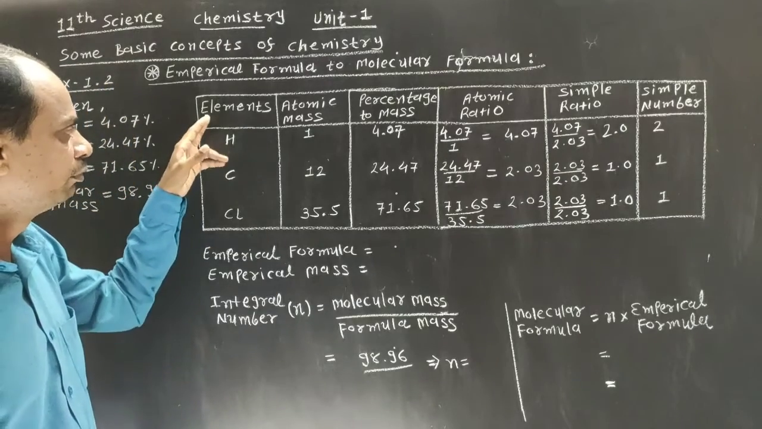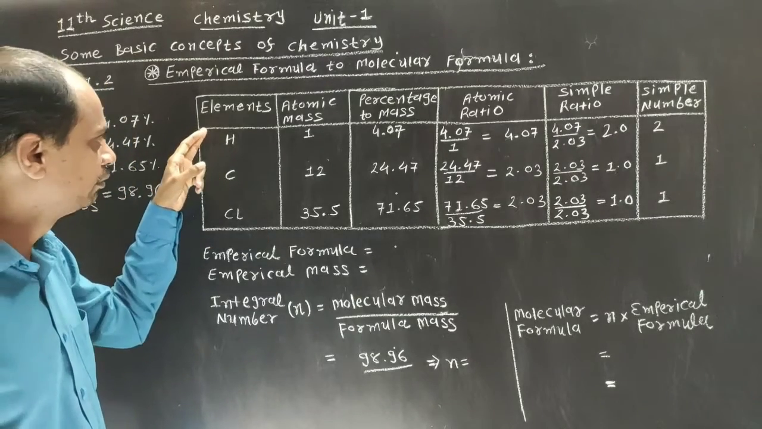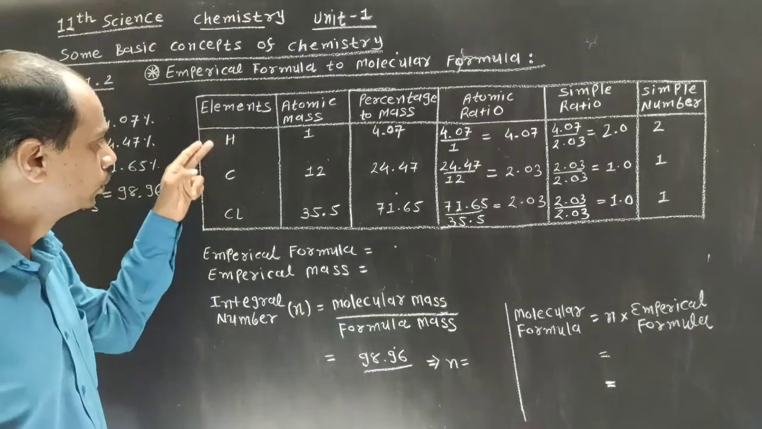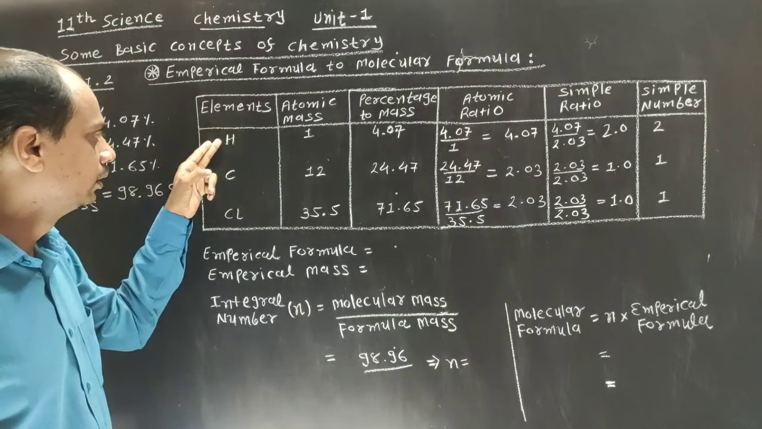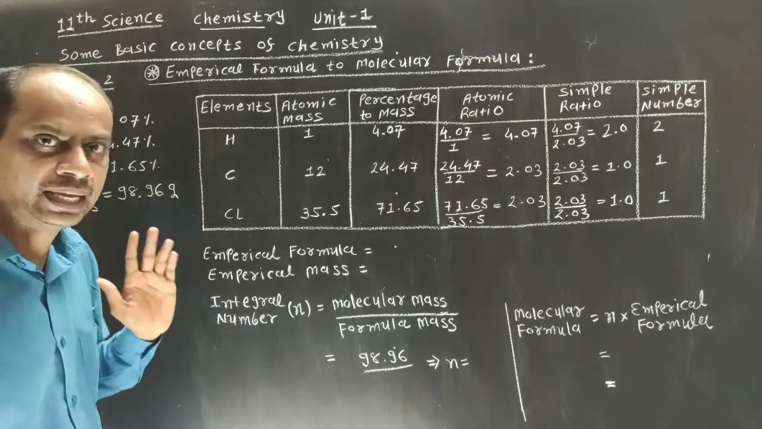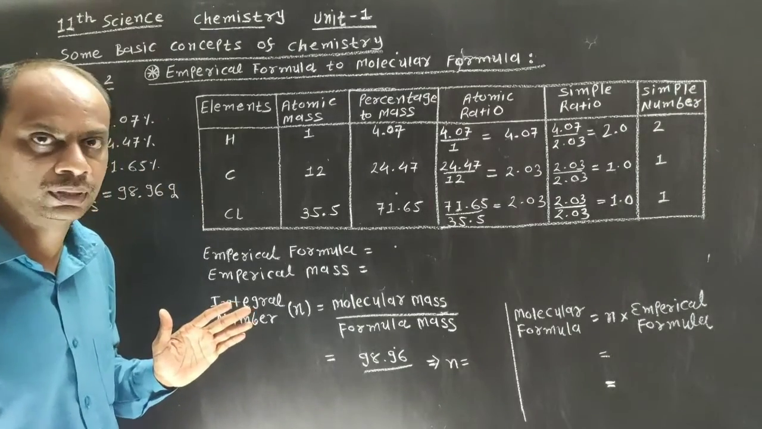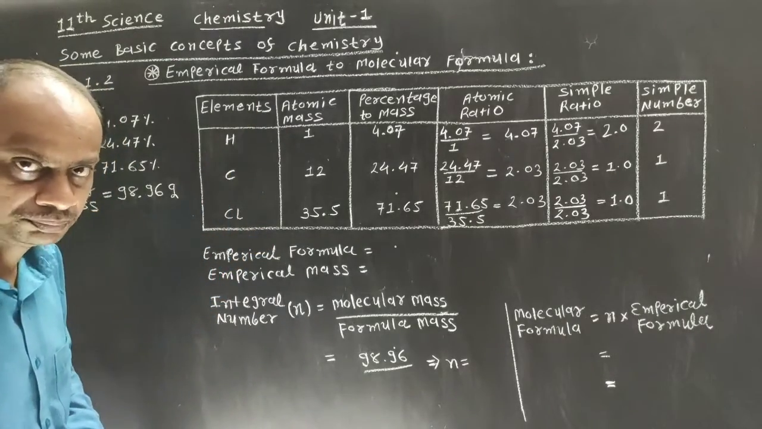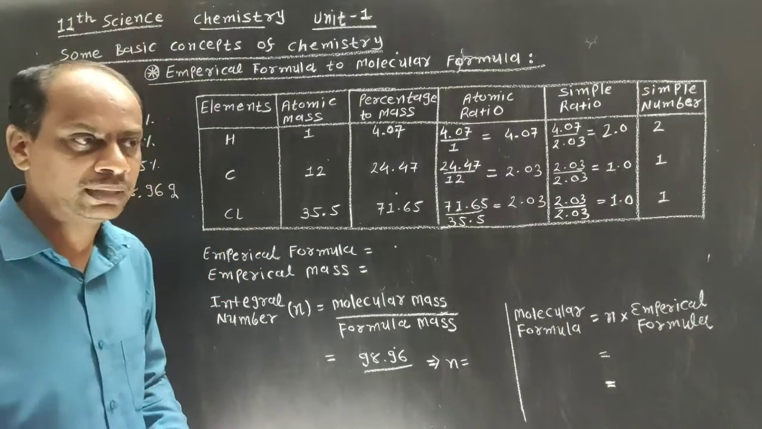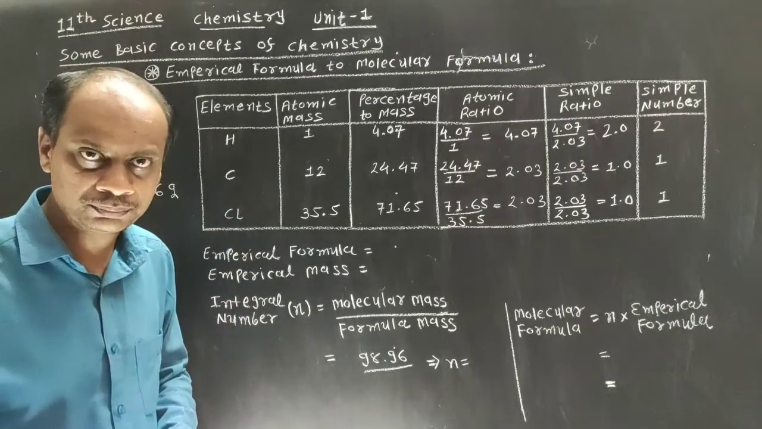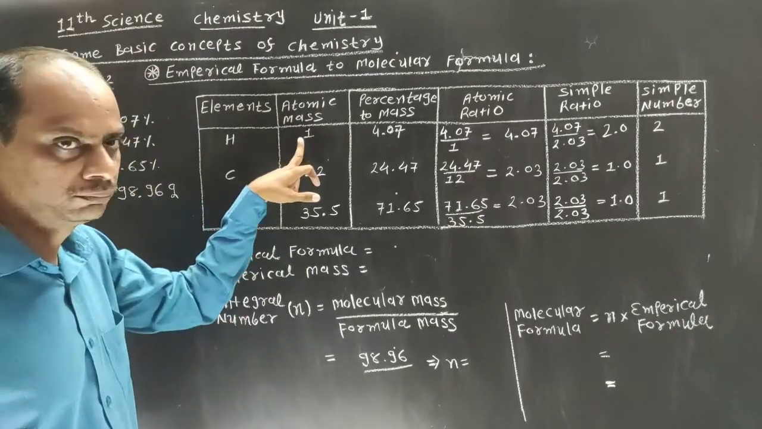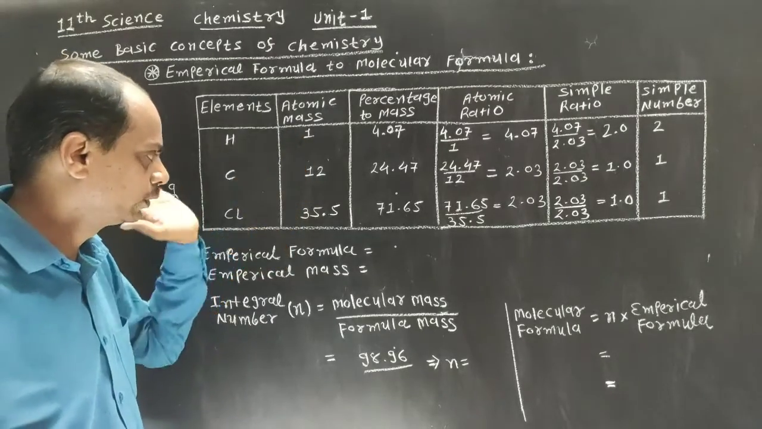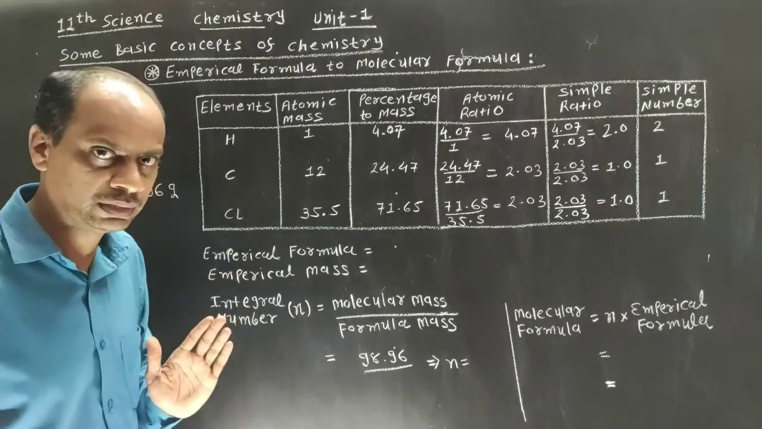So, in the tabular form, the first column is for elements. We are given 3 elements, so we are going to write here hydrogen, carbon and chlorine, just the symbols. The second column is for atomic mass. You know the atomic mass of the first 30 elements. So, for carbon it is 12, for hydrogen it is 1 and for chlorine it is 35.5.